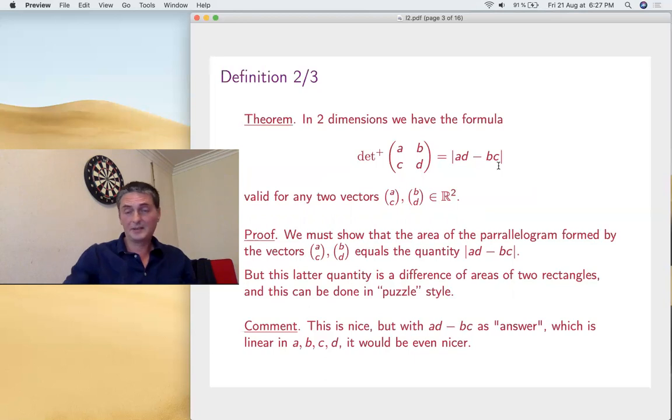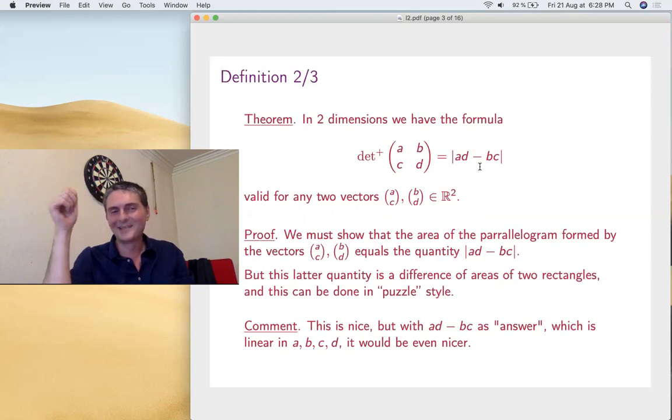So this is very nice. Of course, we have to put absolute value here because it's a positive number. But it would be even nicer if somehow we modify the definition of that plus to get AD minus BC, not the absolute value. Why? Because AD minus BC is a very nice quantity. It's linear in A, B, C, and D. So that's going to be much, much easier to compute than this absolute value.